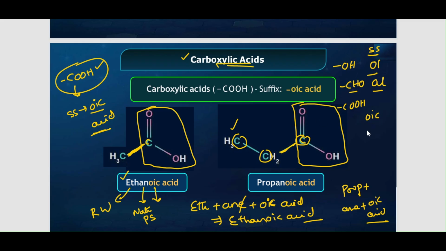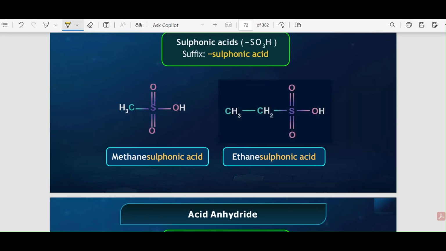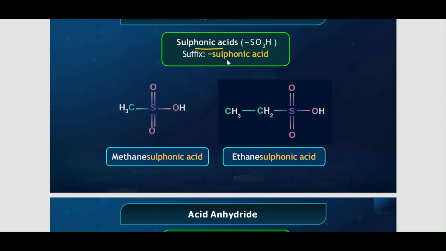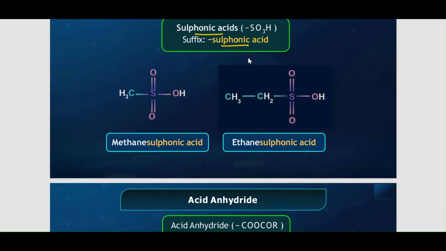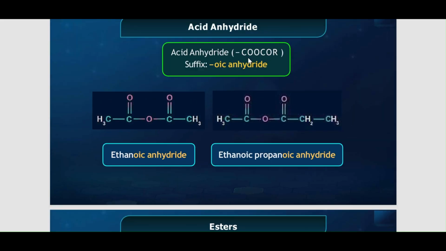Carboxylic acids, just now I have explained. We will use the secondary suffix as oic acid. For ester, we will use the secondary suffix as oate. Clear? Like that, for sulfonic acids, we will use sulfonic acid. Right? You can observe here acid anhydride.